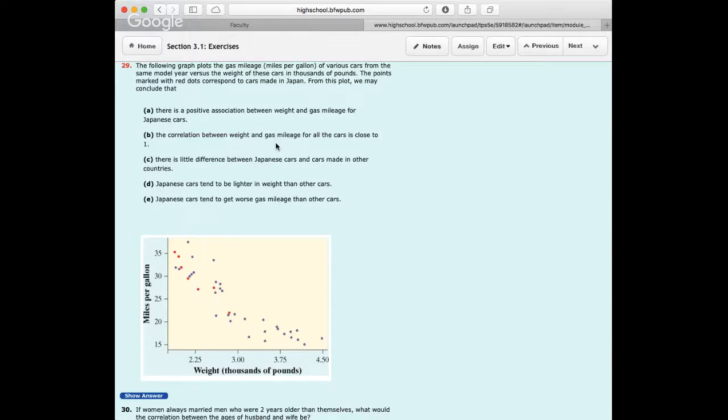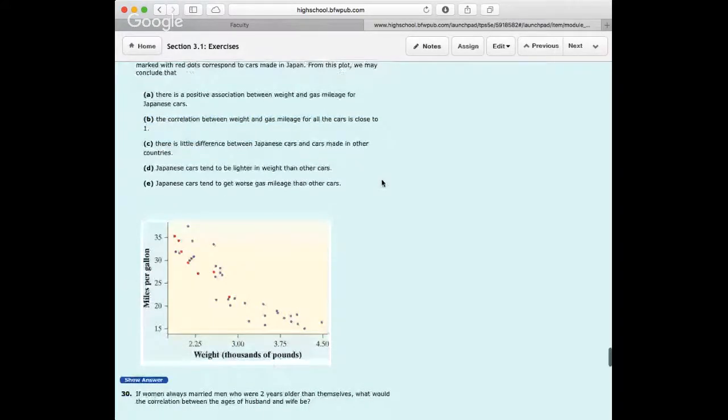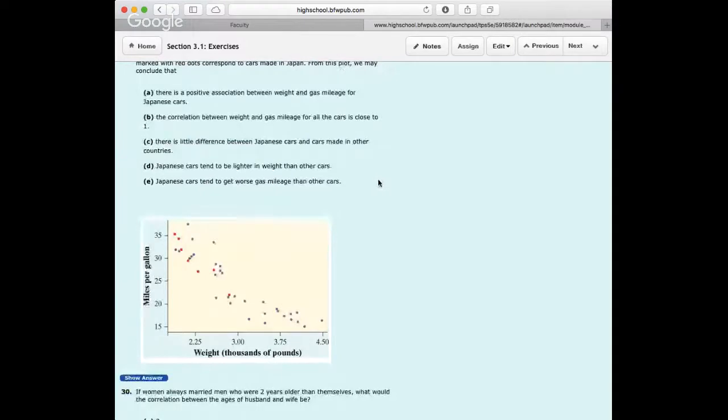Well, we kind of talked about correlation in the podcast yesterday. In fact, we did big time. A correlation of 1 means a positive correlation, but that would be a perfect line, meaning each of the dots would form a perfect line. This is not a perfect line, correct? We know that because as we look at it, it's positive, but it's not a perfect line. So because it's not a perfect line, we can't have a correlation of 1, so that gets thrown out. The next one said there's a little difference between Japanese cars and cars made in other countries.